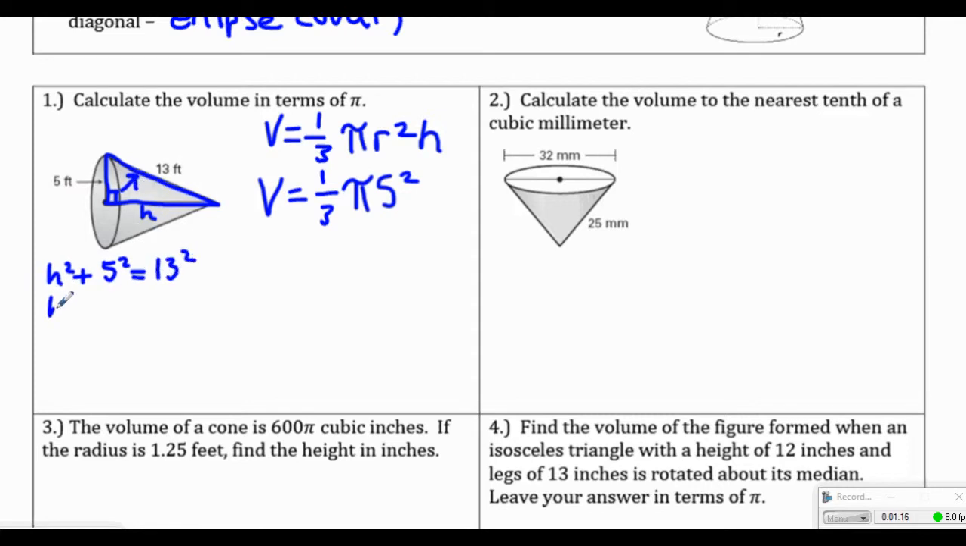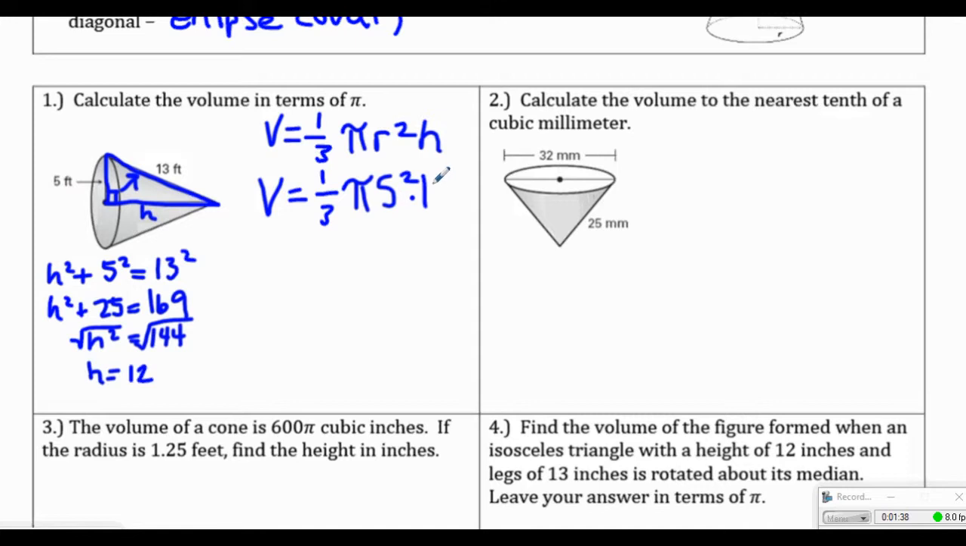Okay, so square the 5, we get 25. Square the 13, we get 169. You subtract from both sides, you're going to get h squared equals 144. And at this point, you're going to take the square root. Now, if you get a long decimal, you're going to have to write down that whole decimal because we're not done with this problem. But we're lucky because this one comes out to be just 12.